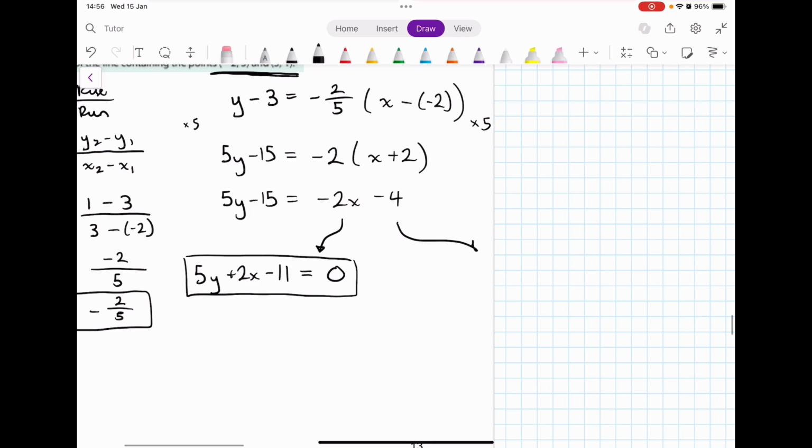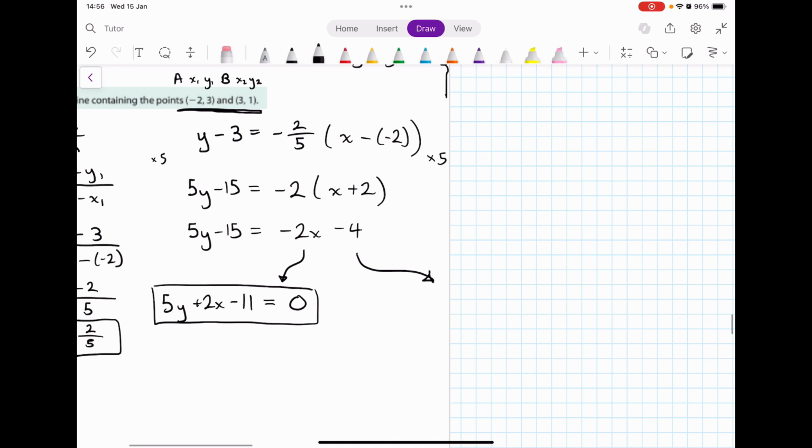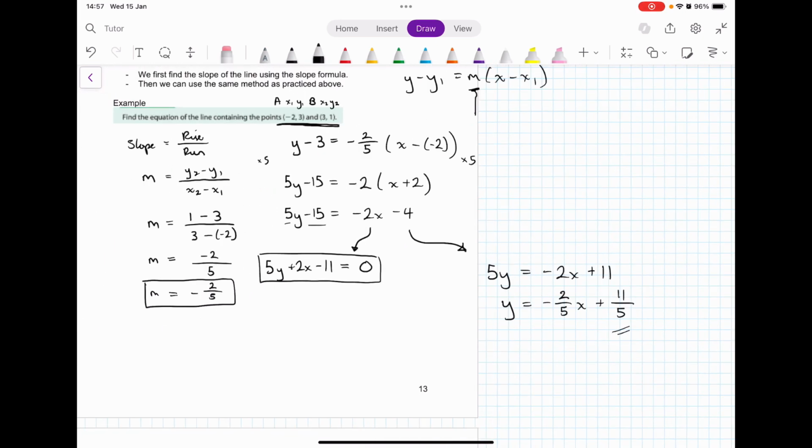Or else you can express it in the form y is equal to mx plus c. And how would you do that? You would need to bring the minus 15 to the right hand side and divide the whole thing by 5. So let's do that. So 5y is equal to minus 2x. Minus 15 becomes plus 15, so it would be plus 11. And then divide the whole thing by 5. That would be minus 2 over 5 x plus 11 over 5. And you can leave these as fractions, the simplest fraction. And this would be another way of expressing that same line.